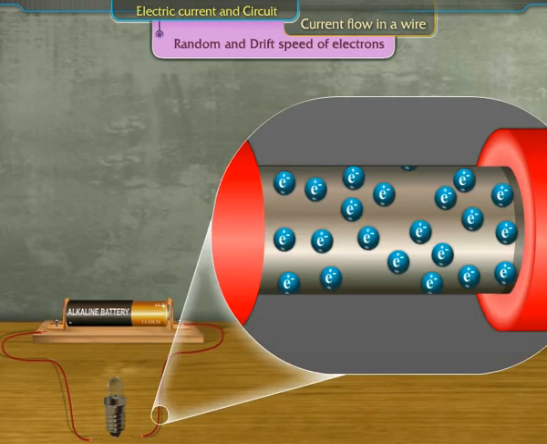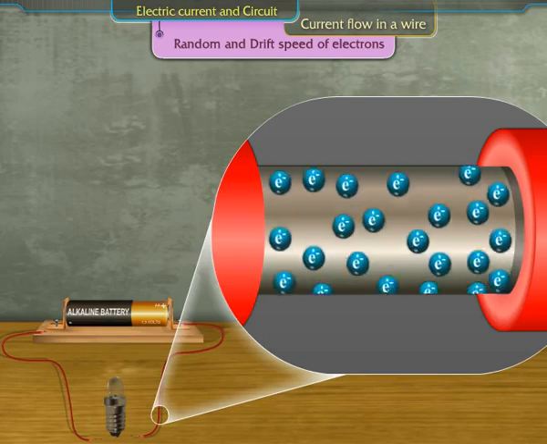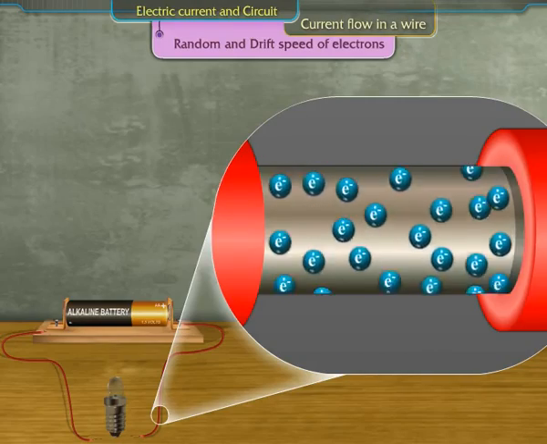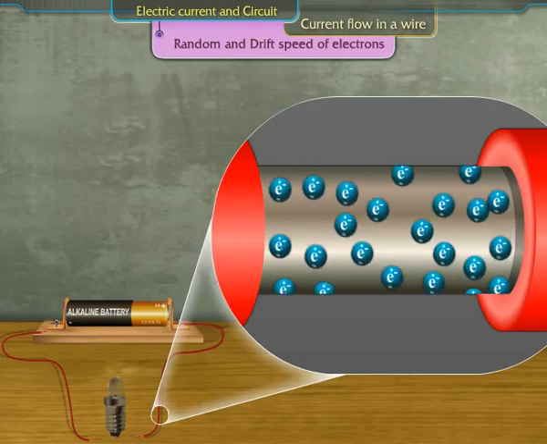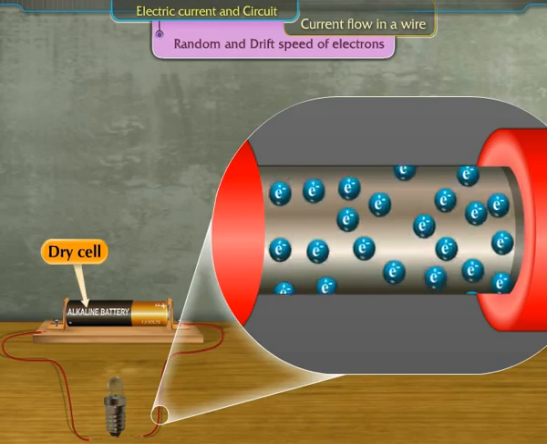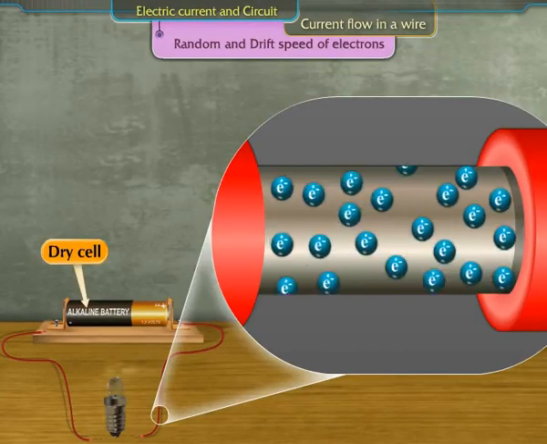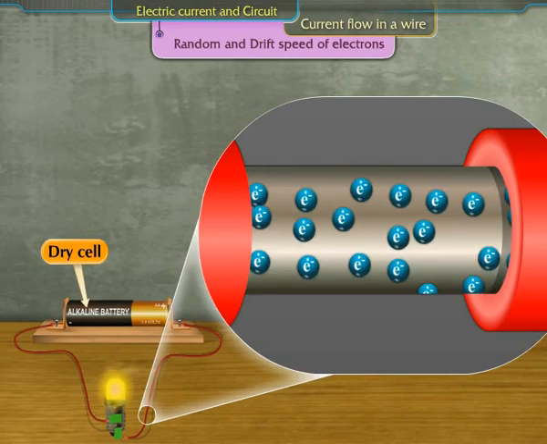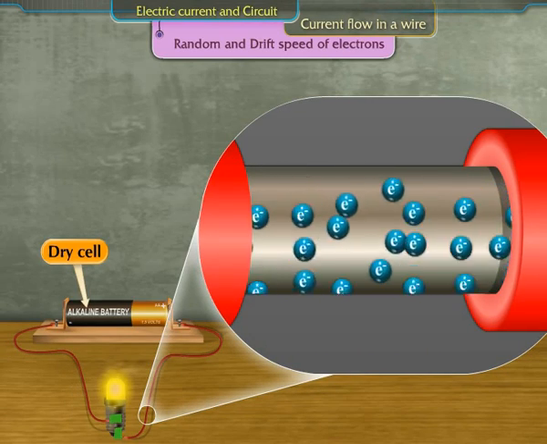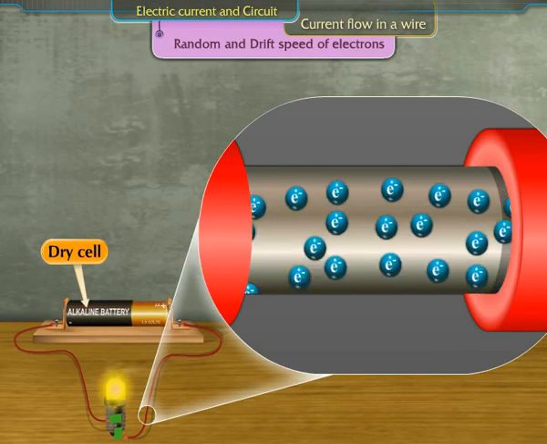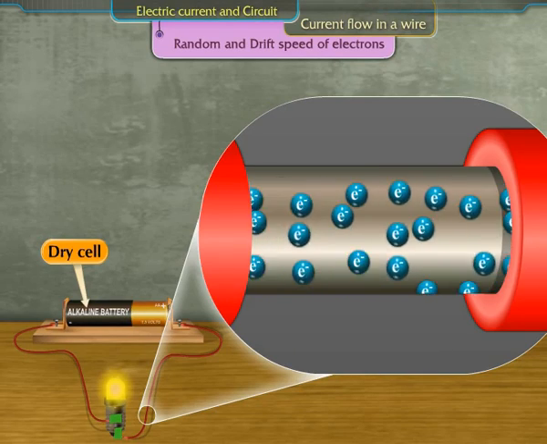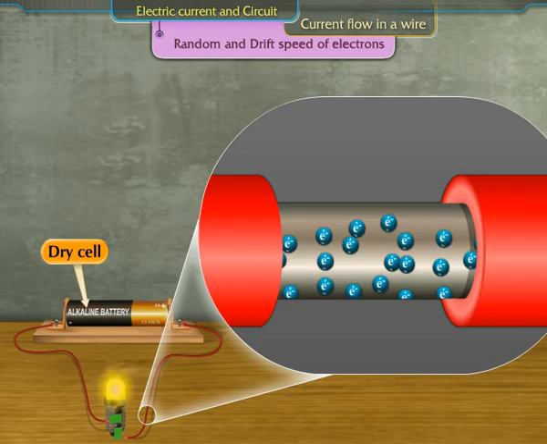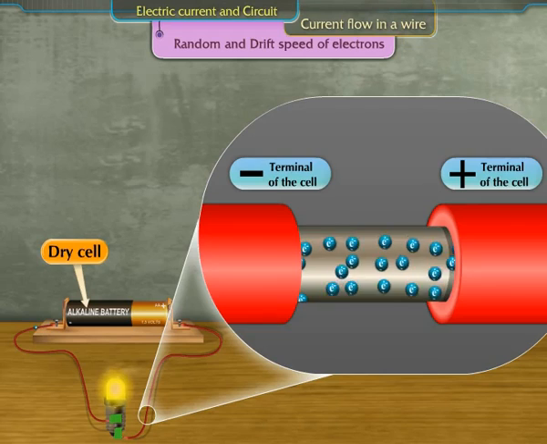At room temperature, the free electrons in the metal wire move randomly in all the directions when no electric source like a dry cell or a battery is connected to the wire. When a source of electricity like a cell or a battery is connected between the ends of the metal wire, an electric force acts on the free electrons present in the wire, making them move towards the positive terminal of the cell or the battery.